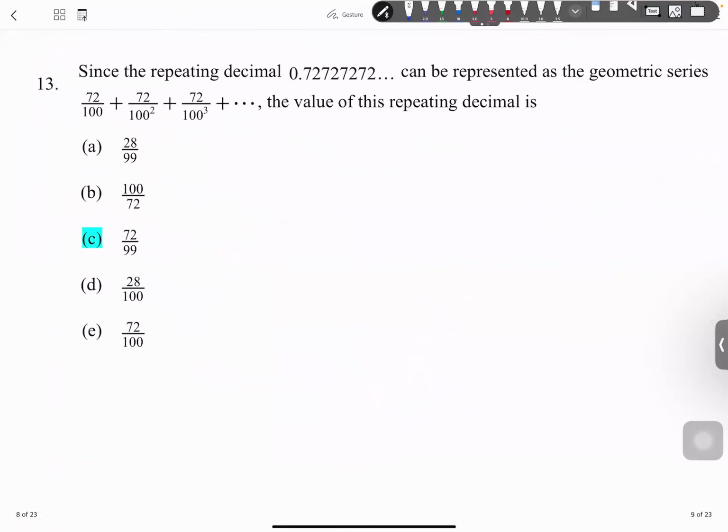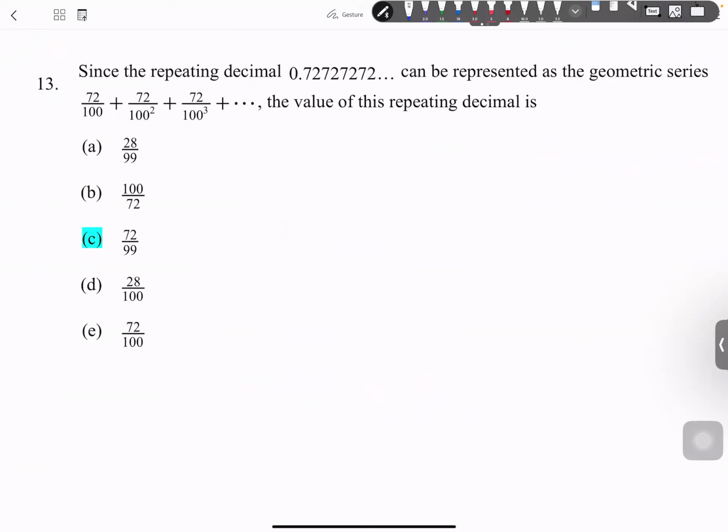All right, problem number 13. We have a repeating decimal. It says, since the repeating decimal 0.727272 can be represented as the geometric series 72 over 100 plus 72 over 100 squared plus 72 over 100 cubed, etc. The value of this repeating decimal is.